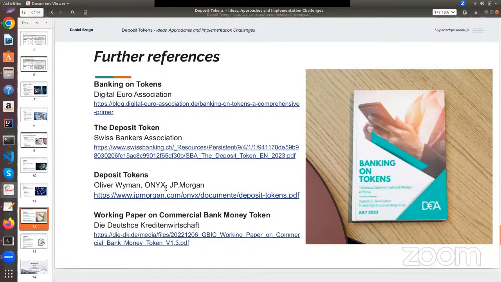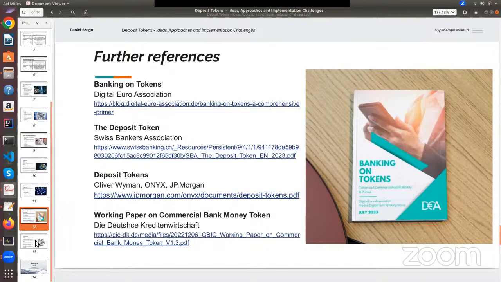Of course, the deposit tokens paper from JP Morgan. That's practically the Onyx platform. There's a white paper from the Deutsche Kreditwirtschaft as well. And then, as far as I know, there are 1 or 2 white papers from BIS as well. These are good white papers, so I would recommend reading them. Again, these are just 4 and 2 more BIS papers, and they cover pretty much the state of the art of deposit tokens.